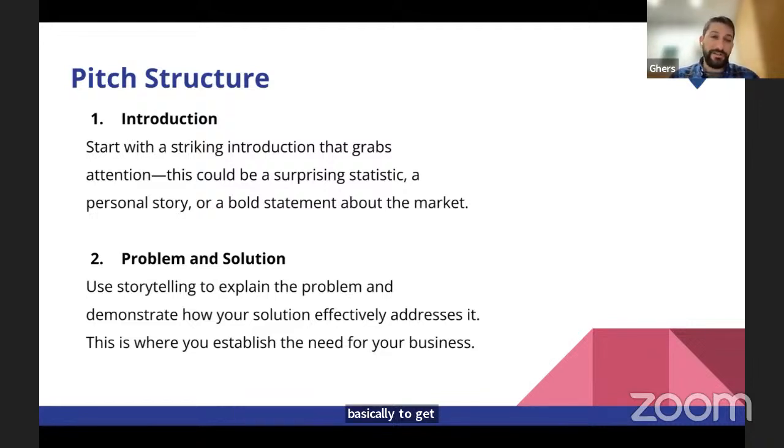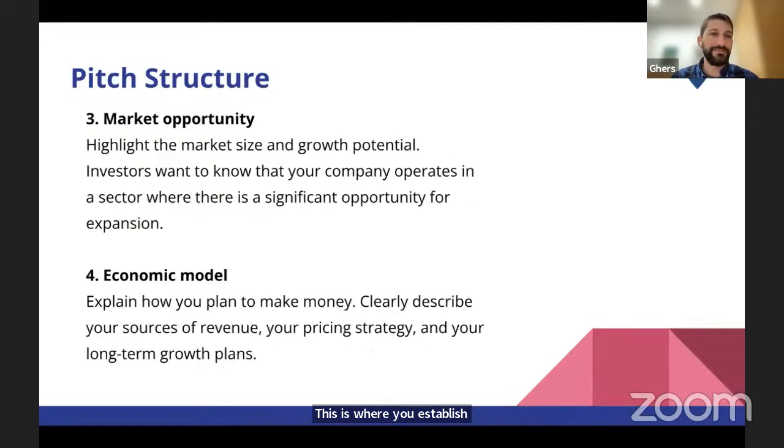Then the problem and the solution. This, of course, should be done in a non-dry way. Especially if our solution is very technical, we tend to go to the specifics, but we forget that the investors or the listeners are maybe not as technical as you. So there should be a component of storytelling to explain the problem and demonstrate that your solution is effectively addressing it, right? This is where you establish the need that the market has for your business.